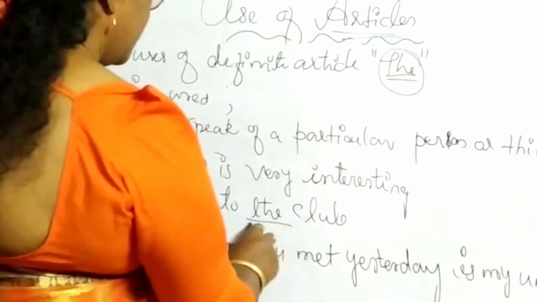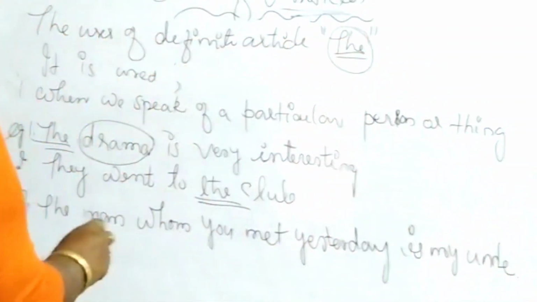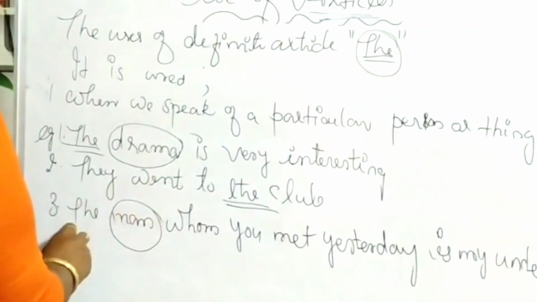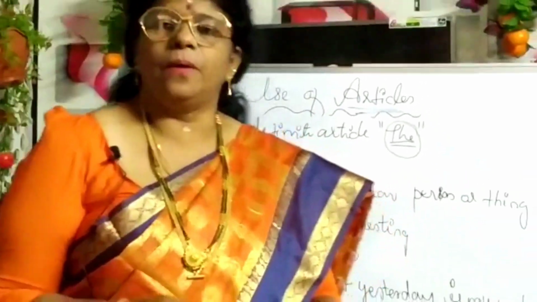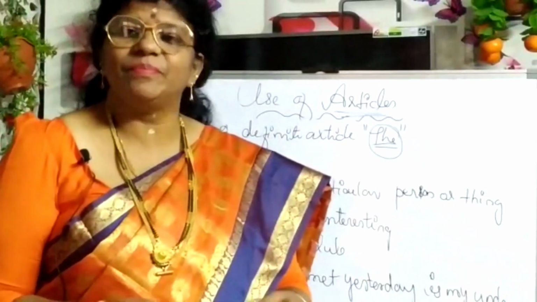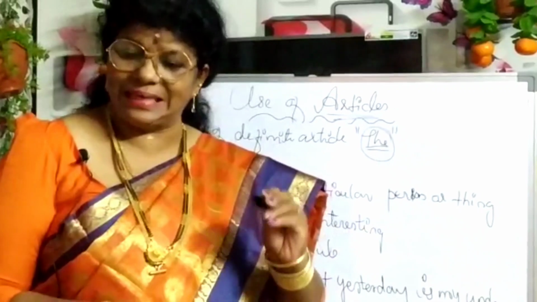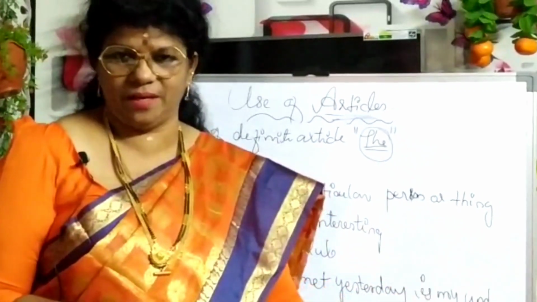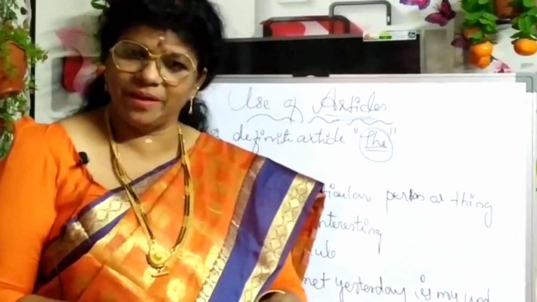The club. The man whom you met yesterday is my uncle. So, this man we are talking about. So, particularly if we are talking about someone or a person or a thing, we can use the definite article the. When we want to remember that, definitely we are talking about something. That is the definite article, the. Are you following me?